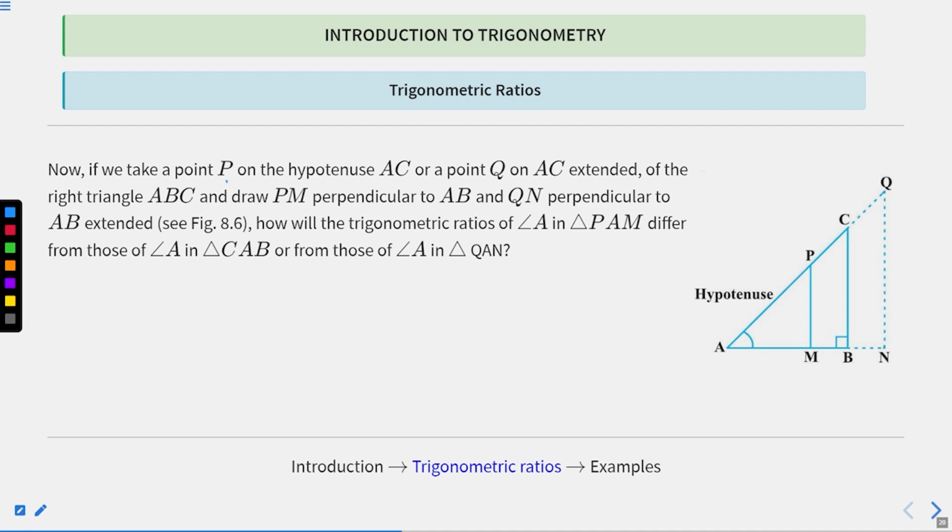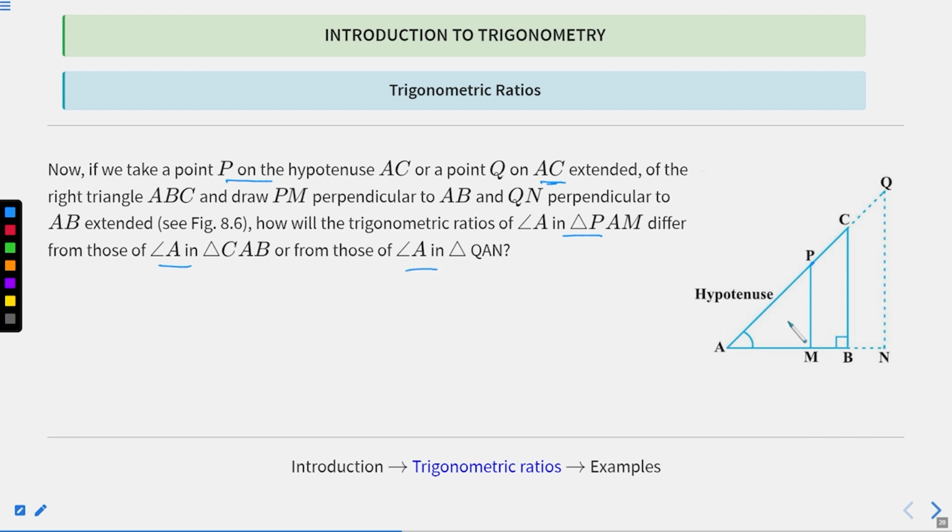Now if we take a point P on the hypotenuse AC, or a point Q on AC extended, of the right triangle ABC, and draw PM perpendicular to side AB and QN perpendicular to AB extended, how will the trigonometric ratios of angle A in triangle PAM differ from those of angle A in triangle CAB, or from those of angle A in triangle QAN?